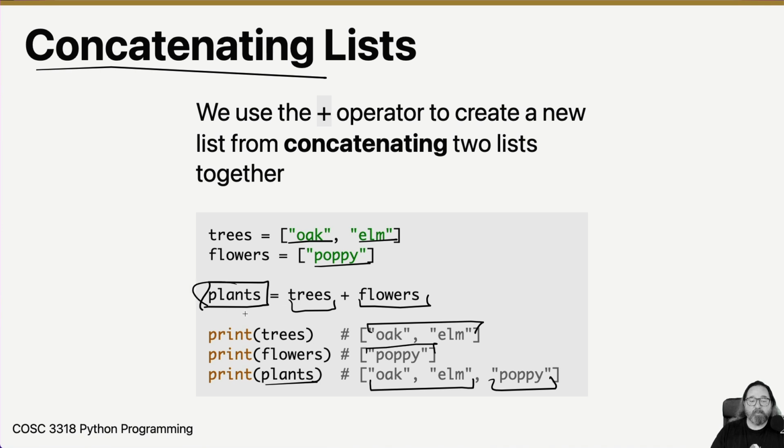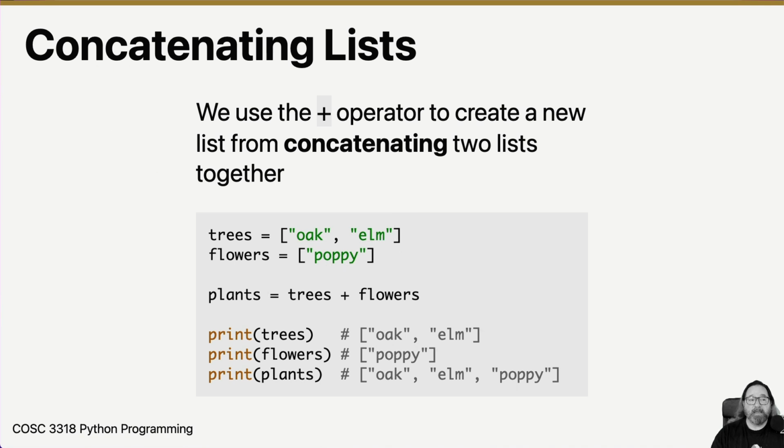So plants is a brand new list. It doesn't really have anything to do with this. What Python does is it says, I'm going to create a new list. This has 2 elements in it, this has 1 element in it, so the new list is going to have 3 elements in it, like this, and then I'm going to go ahead and put those values from the original lists into it. So it's a brand new list. That's really important to understand, because there's a difference between changing a list and creating a new list based on old lists. That's it.